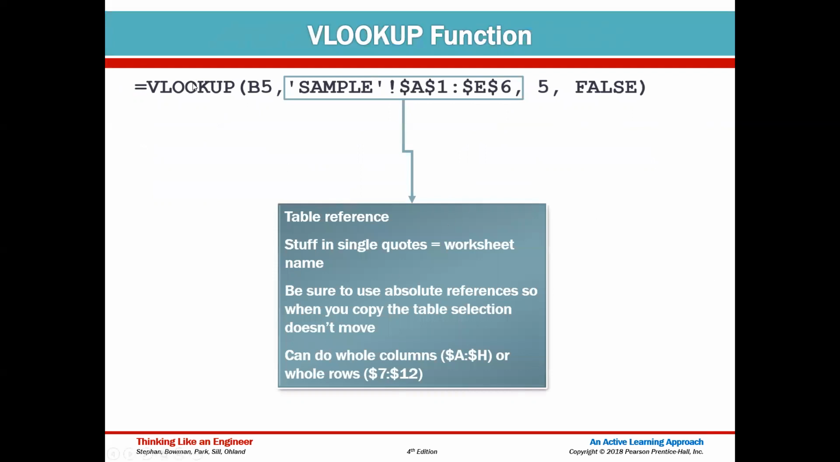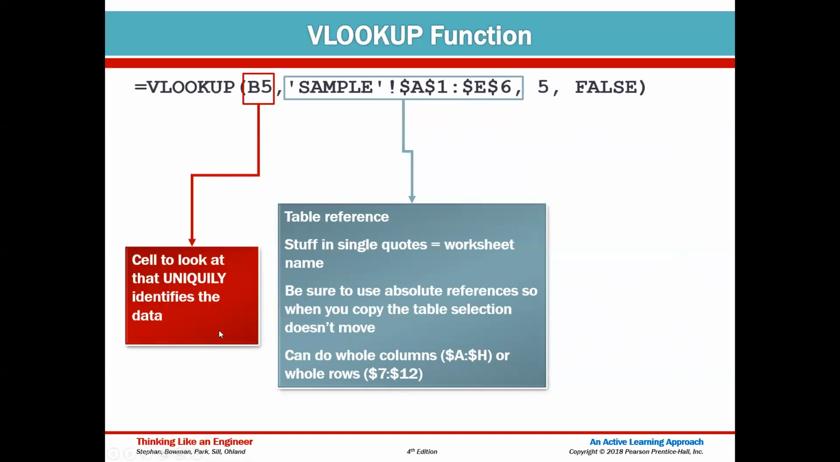So we are looking up a value. So we have our equals VLOOKUP as our function name. And then we are looking up value B5 within a second table. So whatever we're looking up is somewhere else, and it is not included in our table reference. So B5 is the cell to look at that uniquely identifies the data. And uniquely is the key part to that, because if, say, you are looking up the name John, and you've got 14 Johns in a list, you need to be able to uniquely identify which John you are trying to look up.